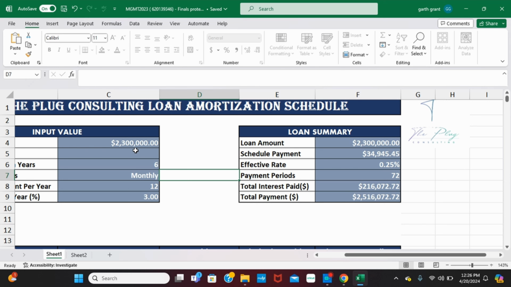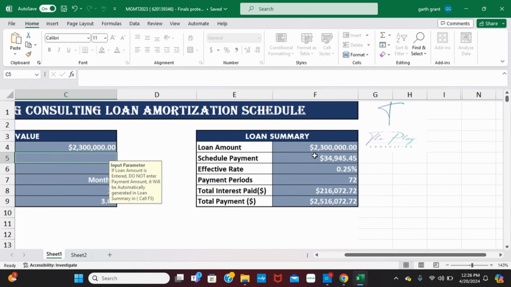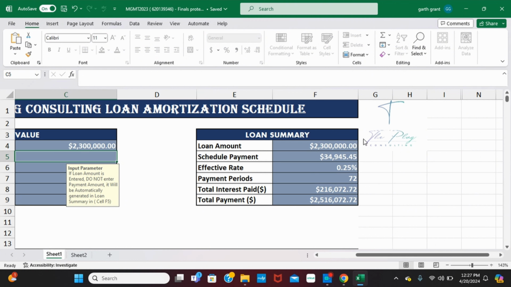When you put in the amount you're getting for the loan, you don't necessarily have to put in the interest, and it gives you the prompt, or you can put in the monthly payment and you still get the interest. So now the loan gives the summary: the payment amount, the scheduled payments, the effective interest rate per annum, and the payment period in months, because months you chose. In total you're paying $216,000 in interest, and when you add this together, you get a total payment of 2.5 million. So you borrow 2.3, but you're paying that.